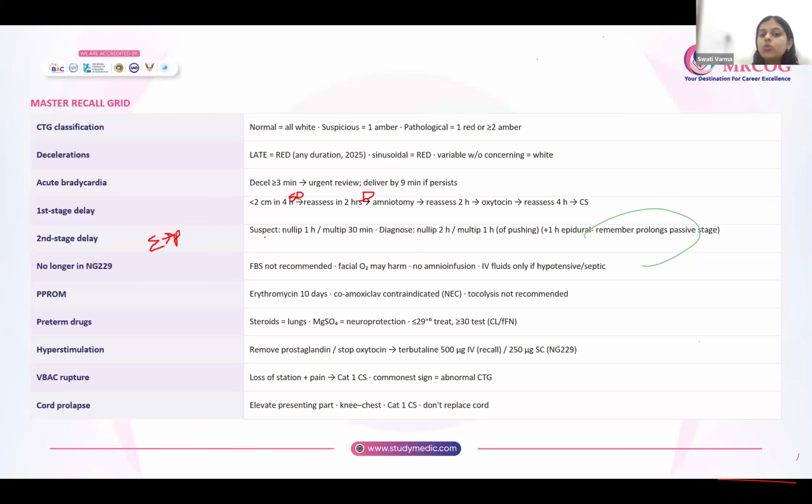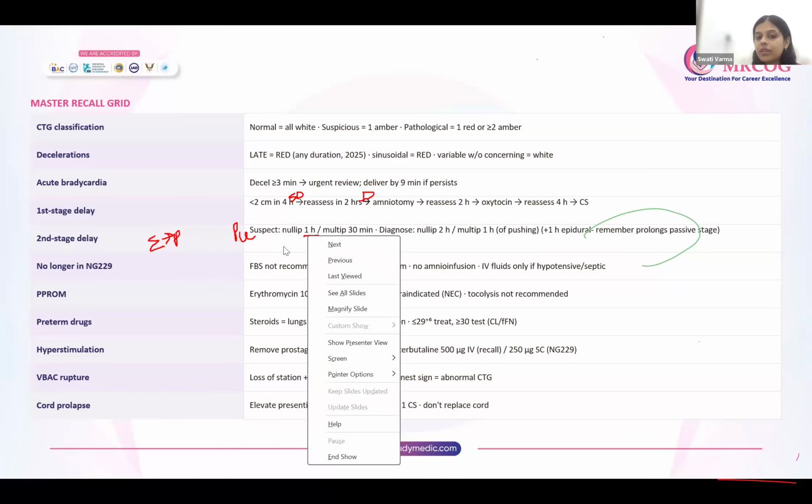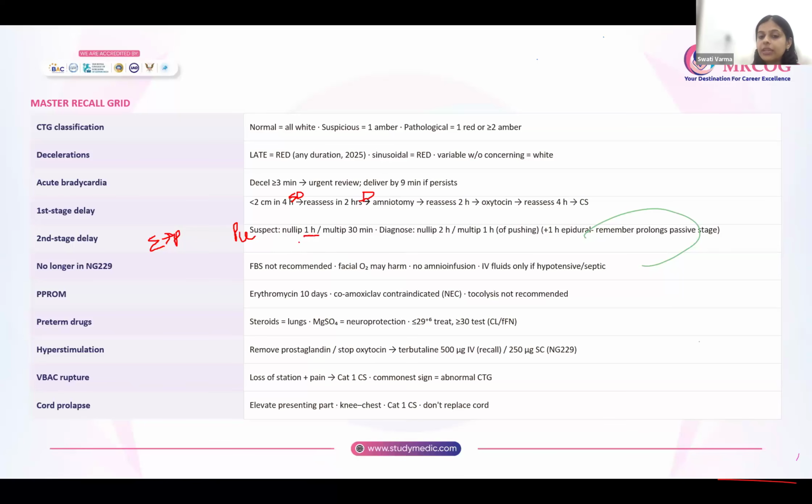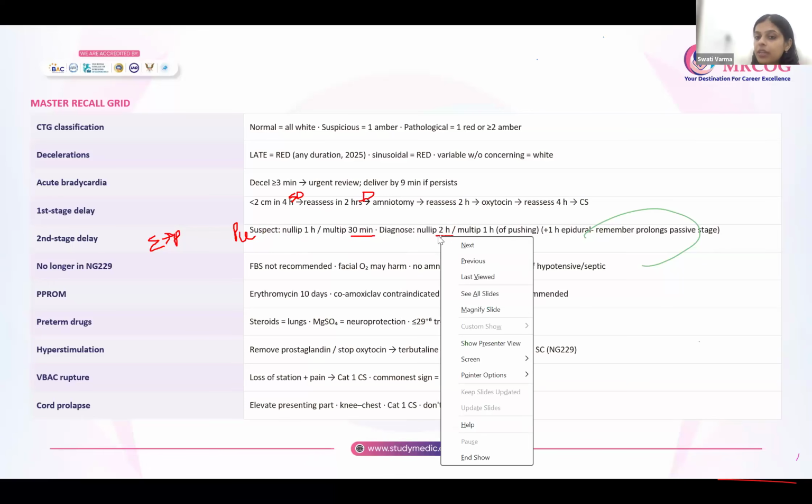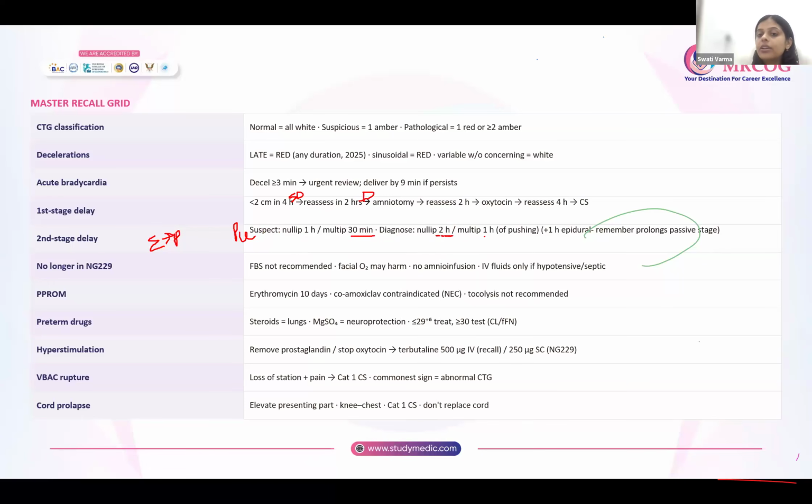Now, when do you call it suspect and when diagnose delay? When she has started pushing. Once she starts pushing, reassess nullipara after 1 hour. If progress is not good, suspect delay. Reassess multipara after 30 minutes of active pushing. If progress is not good, suspect delay. Then reassess nullipara again after 1 hour. If progress is not good, diagnose delay. Reassess multipara again after 30 minutes. If after a total of 1 hour of pushing progress is not good, diagnose delay.